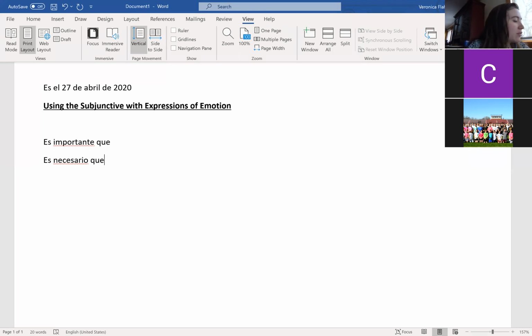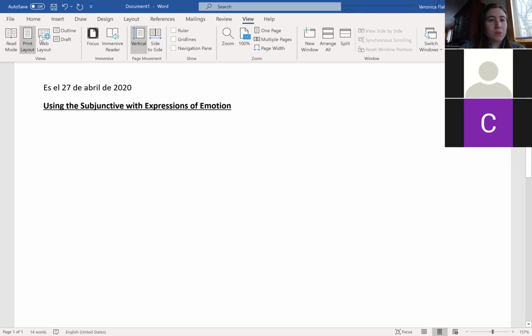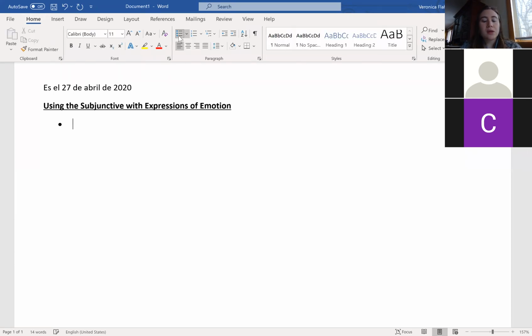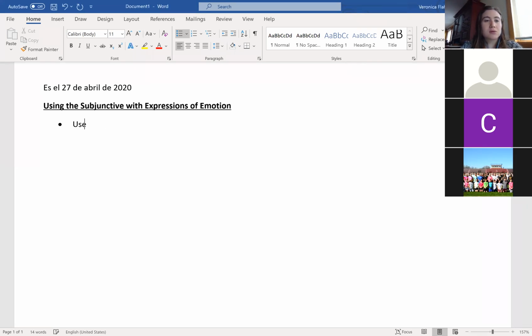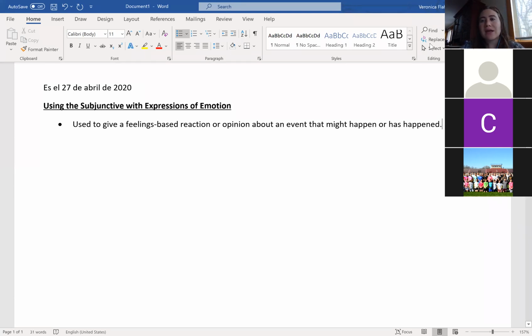Okay. So with the expressions of emotion, it is personal. You are putting your opinion and your thoughts and your feelings in. So when we talk about expressions of emotion, we use the subjunctive to, sorry, people are in the waiting room. Okay. To give our personal reaction to a situation. So, feelings based reaction or opinion about an event that might happen or has happened. Okay, it might happen or has happened.